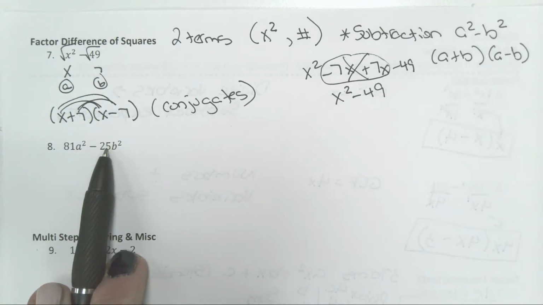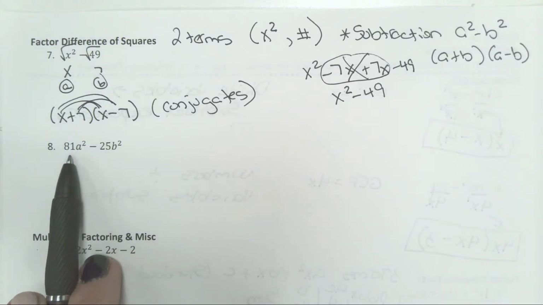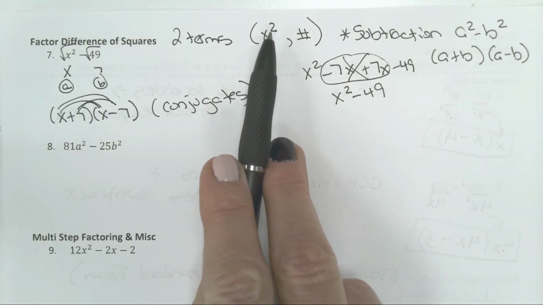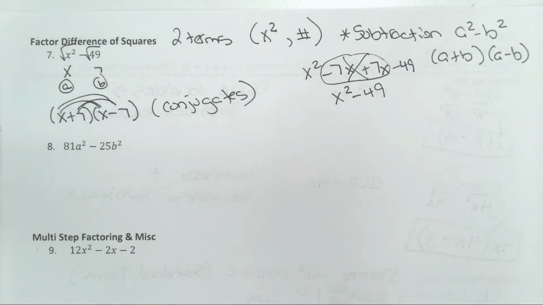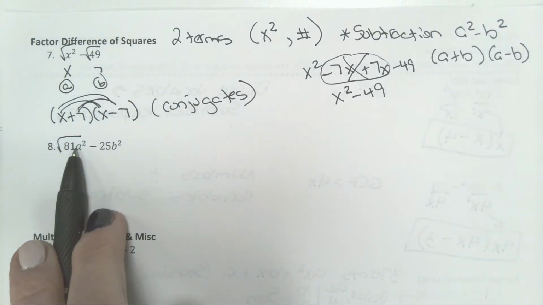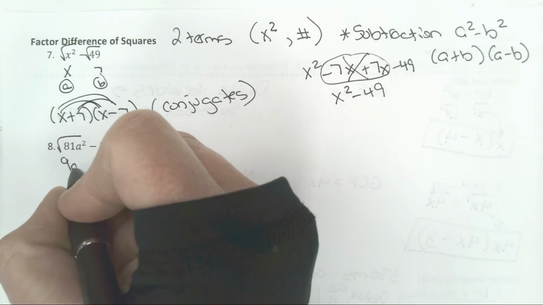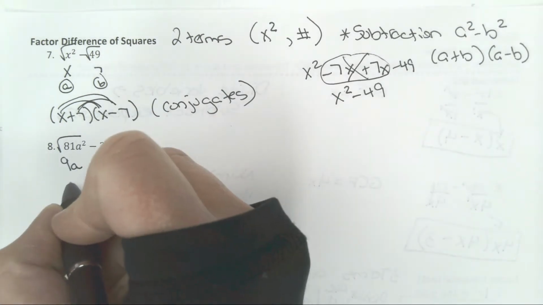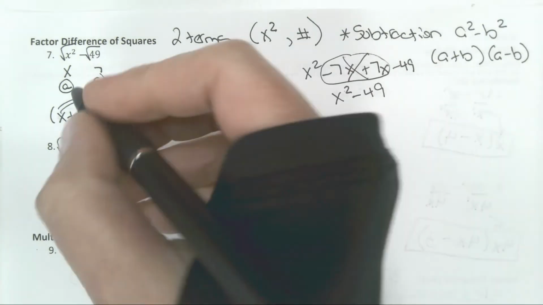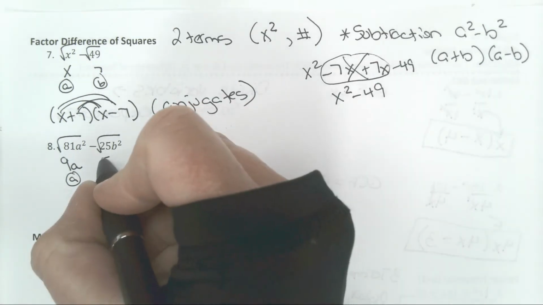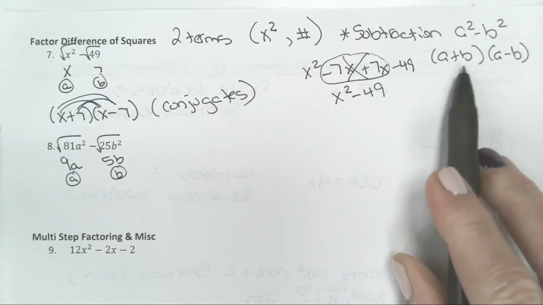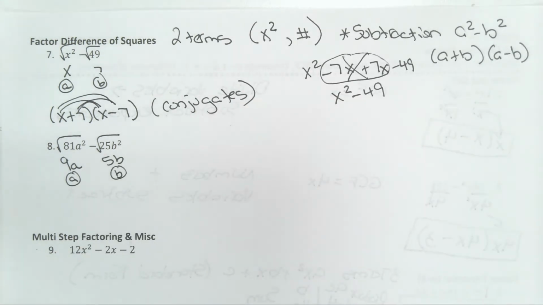All right, so this one is also in the form of a difference of squares. I have two terms. In this case, they're both squares, so that's okay as well. There's subtraction. Let's take the square root of it. The square root of 81a squared is going to be 9a. So that entire term is going to play the role of your a when I plug it into the formula. And then I'm going to take the square root of 25b squared, and I'm going to get 5b. And that's going to play the role of my b when I plug it into the formula.